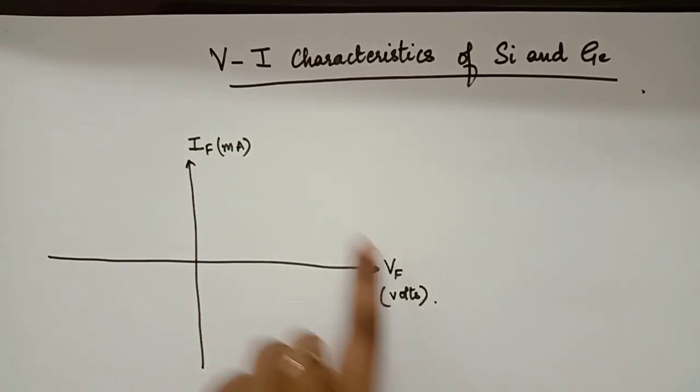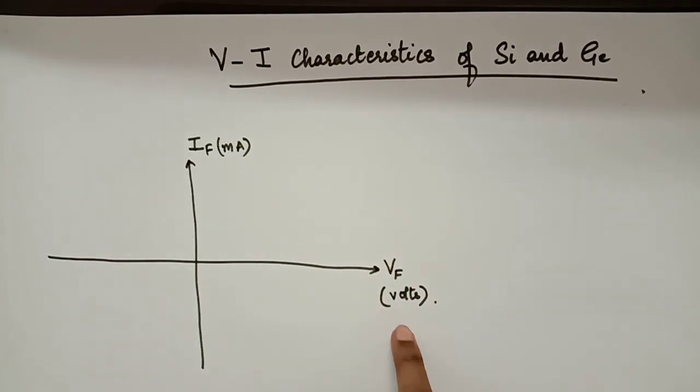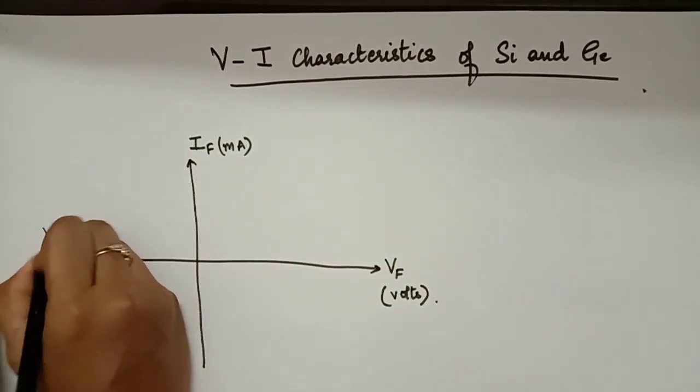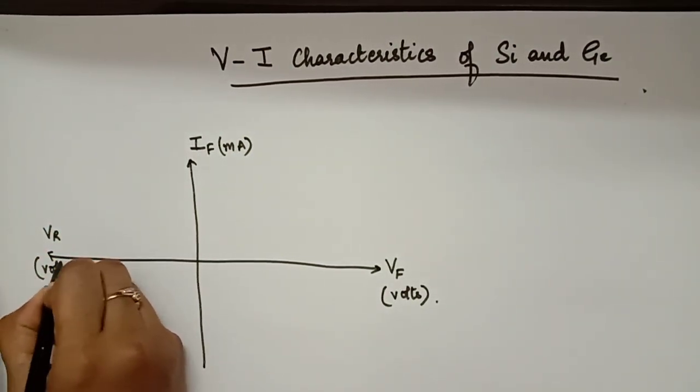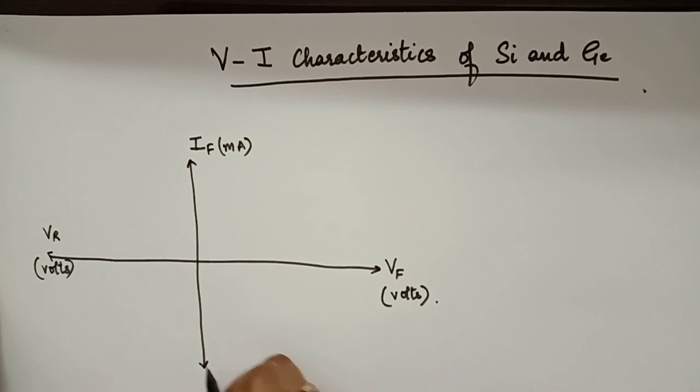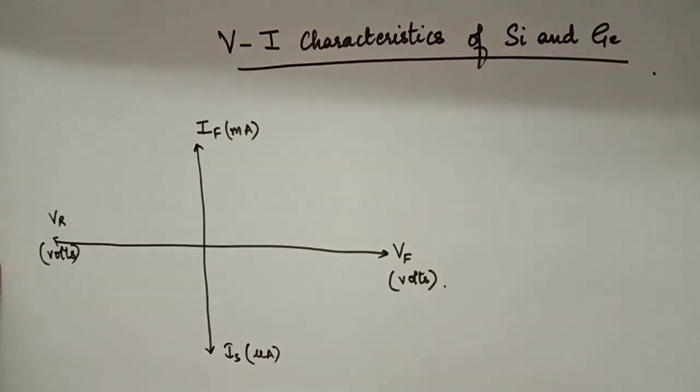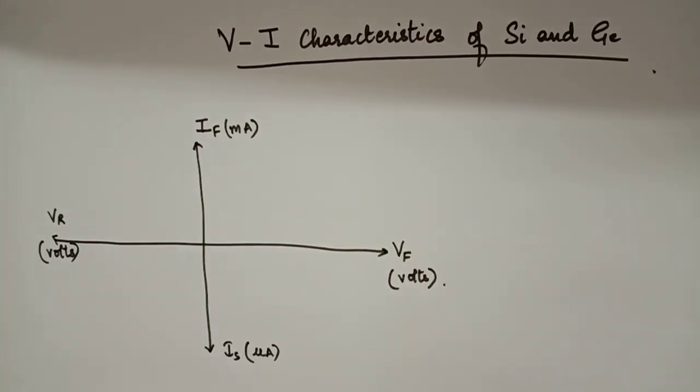First of all, we write the parameters, then we write their corresponding units. Similarly, this is VR, reverse voltage, and write the unit, that is volts. Similarly, IS, that is reverse saturation current, and write down the units. Because reverse saturation current is small as compared to the forward current, the unit will be smaller and it is in microamperes. So this is how we will prepare the axis first of all.